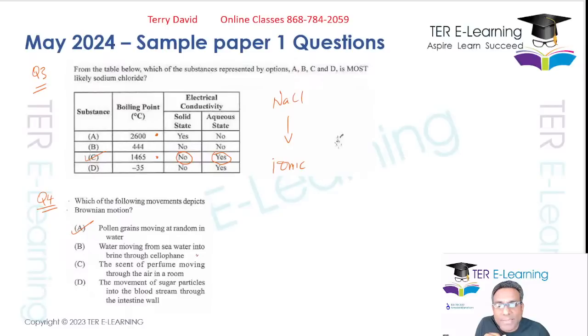This B here, that's osmosis. Scent of perfume traveling in a room, that's diffusion. Movement of sugar particles in the bloodstream through the intestinal wall, that's also some kind of movement here. So that's number 4.